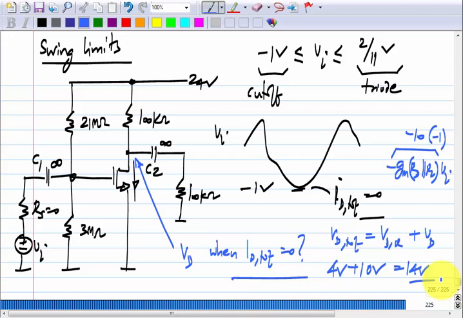Now, if RL was infinity, what would happen?